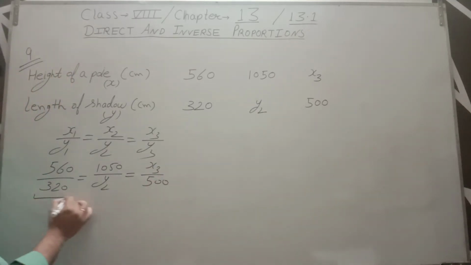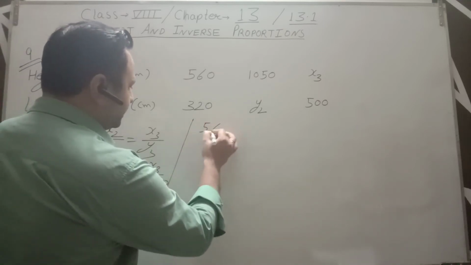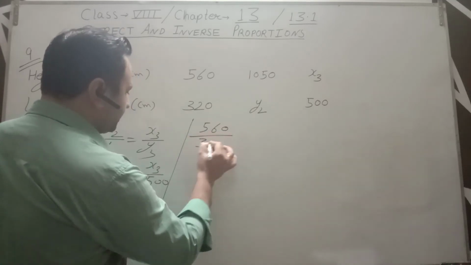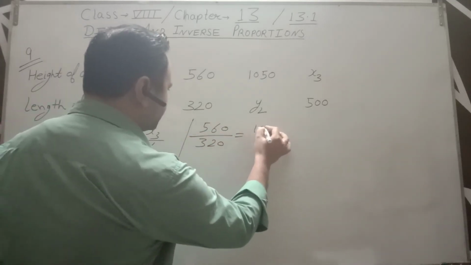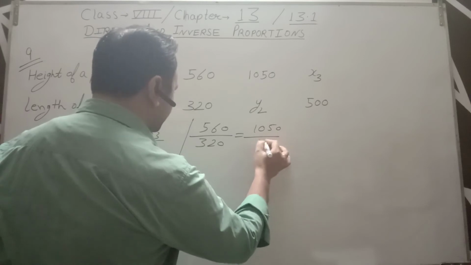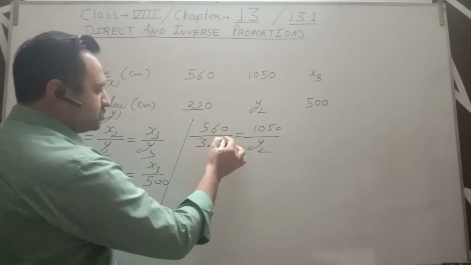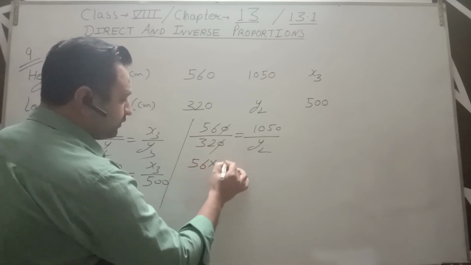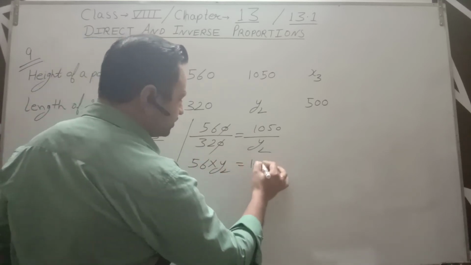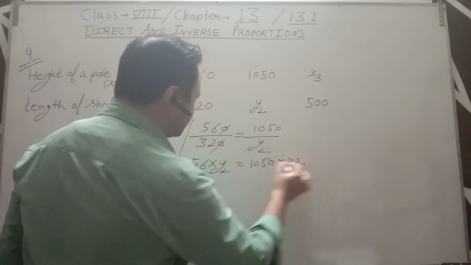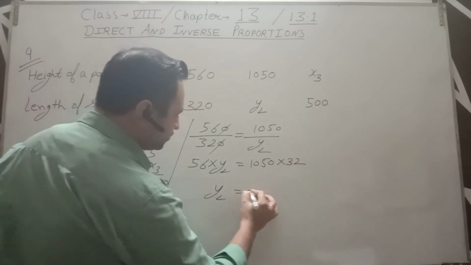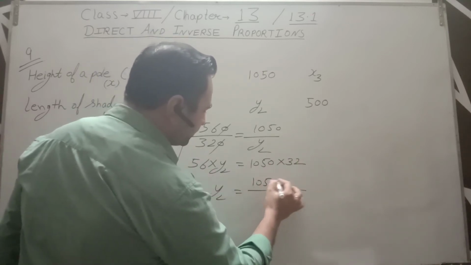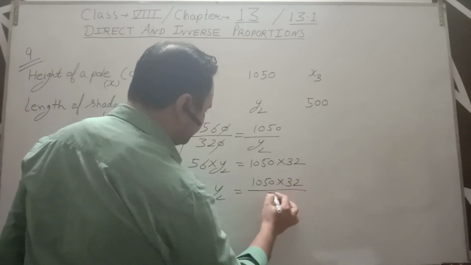So firstly we note down these two fractions, simplify, and find out the value of y2. So 560 upon 320 is equal to 1050 upon y2. Zero and zero cancel, cross multiply. 56 multiply y2 is equal to 1050 multiply 32. So the value of y2 is equal to 1050 multiply 32 upon 56.